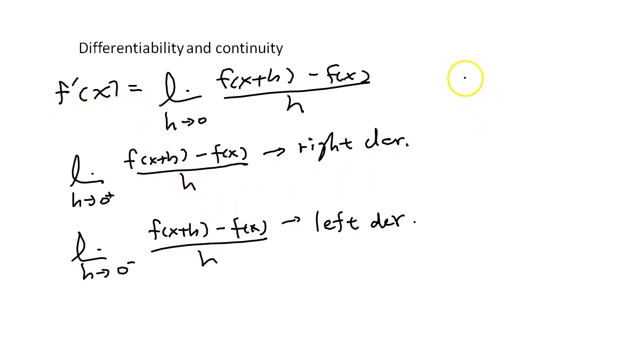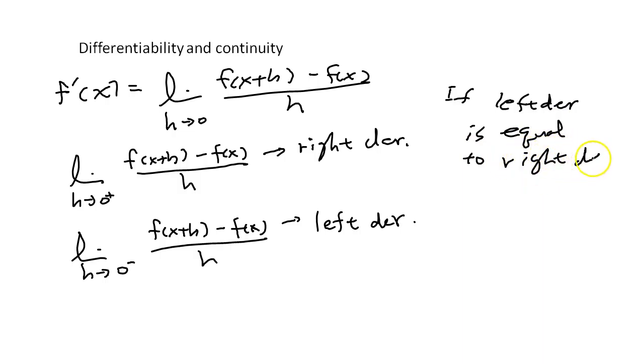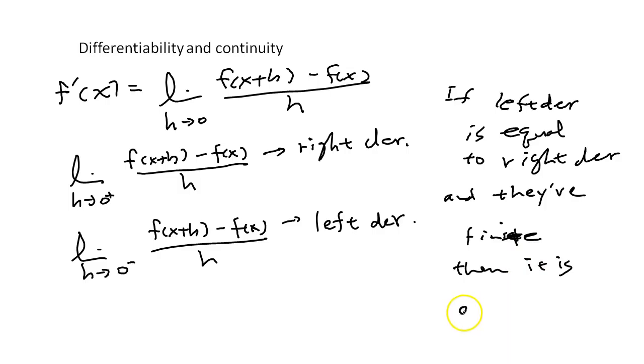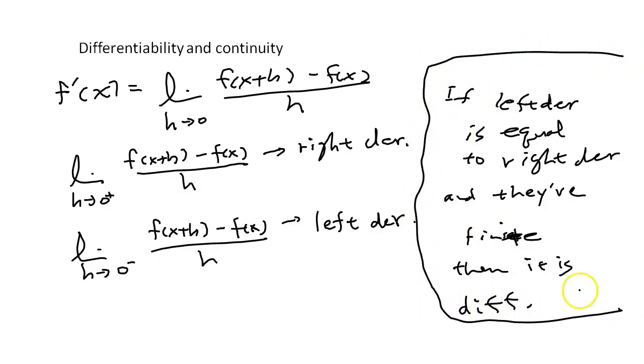Okay, so maybe I should summarize here. If the left derivative is equal to the right derivative and they are finite, then it is differentiable. Okay, so that's what I want to say.